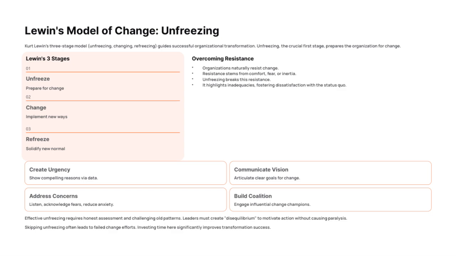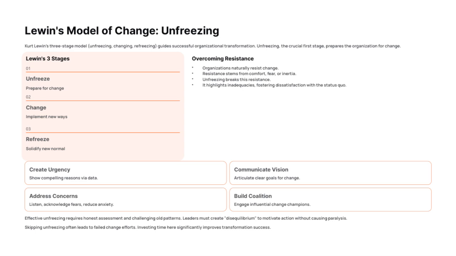Investing time here significantly improves transformation success. Effective unfreezing requires honest assessment and challenging old patterns. Leaders must create what I call disequilibrium, a state that motivates action without causing paralysis. To do this, engage influential change champions and build a coalition.